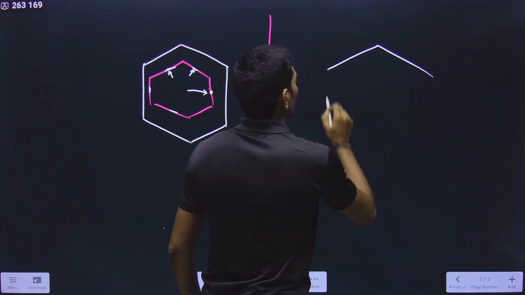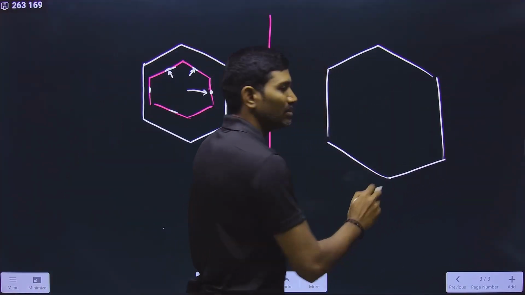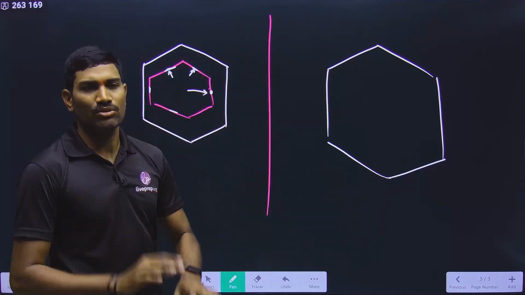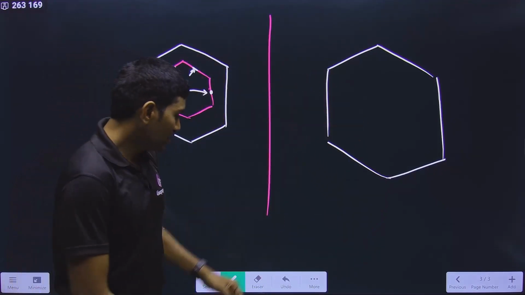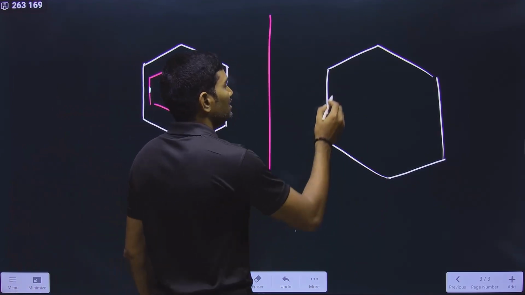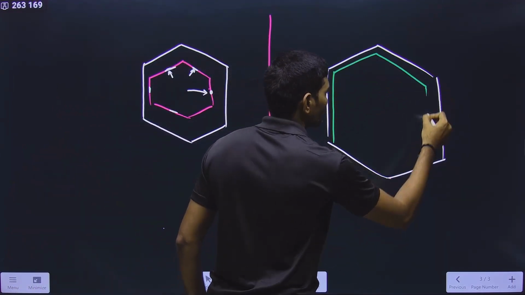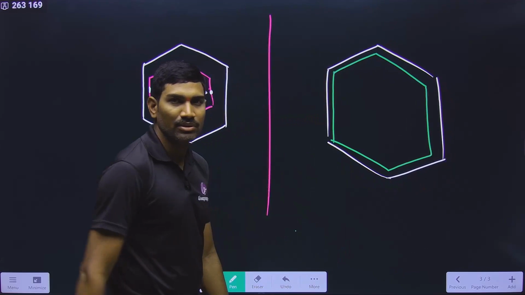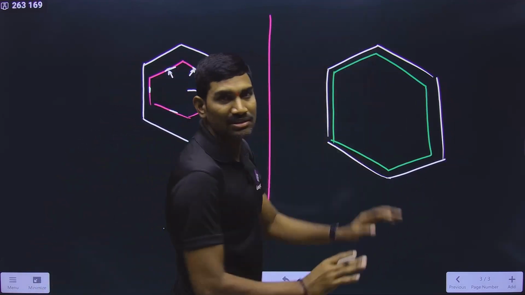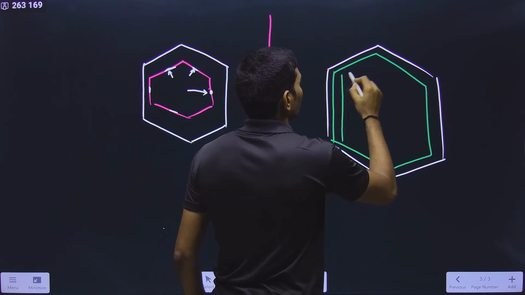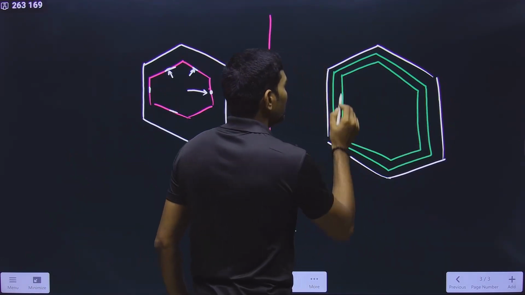Suppose this is the primary wall. The cell has reached its complete growth. Now it is undergoing maturation. During maturation, what happens? Inside this, the secondary wall will be formed. But please remember, the secondary wall length will not increase. Thickness will increase. For the secondary wall, thickness will increase.